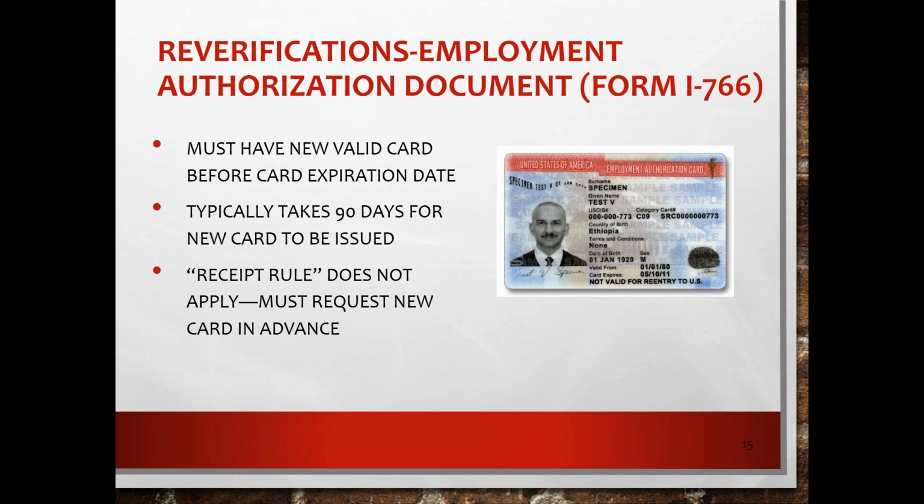Now, it usually takes 90 days to get this card, and so that's why you have to remind the employee that they need to apply in advance, at least 90 days in advance. You can apply 6 months in advance, because if that new card doesn't come in before this one expires, then the person will have to be taken off the payroll until the new card comes in, and that can be painful for the individual and also for the company or the university. So that's the thing to remember as to employment authorization documents.